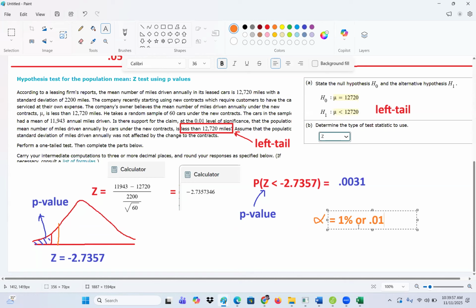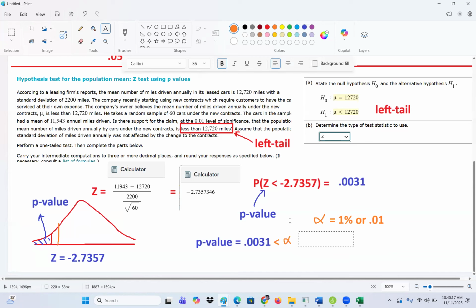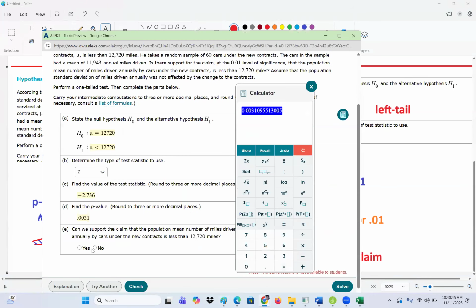or 0.01, we can literally check that the p-value equal to 0.0031 is less than the alpha. So that stays within the confidence level, which is good. So we can simply reject H0 and accept H1, the claim. Okay. So when the p-value is greater than the alpha, then we do not accept the claim. When it's less than the alpha, we reject H0 and accept the claim. As simple as that.